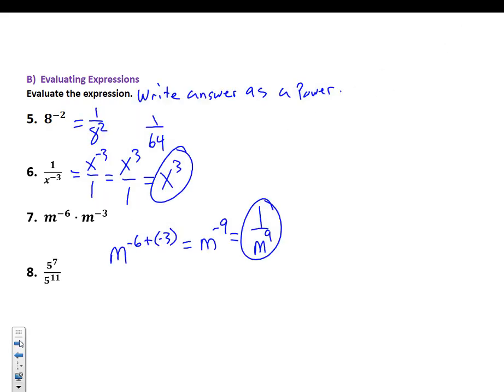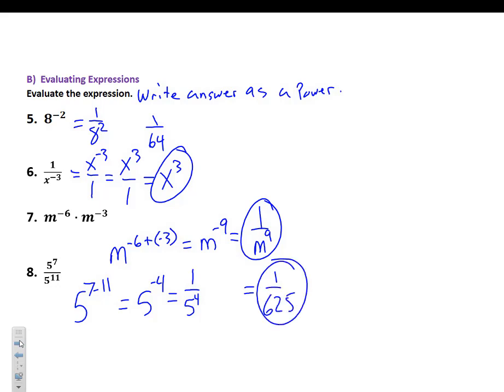And our last example, 5 to the 7th divided by 5 to the 11th. So we're going to take 5 to the 7 minus 11, because we subtract when we divide powers with a common base. This is equal to 5 to the negative 4th, which one more time, you take the reciprocal when it's negative, 1 over 5 to the 4th. Of course, if you were actually asked to do the math, that would equal 1 over 625.